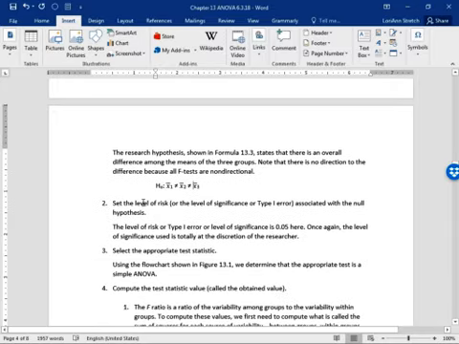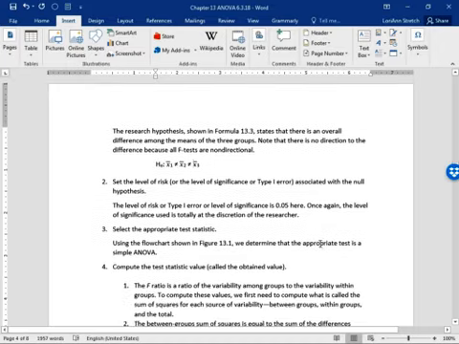We're going to set our level of risk. Again, this is the percentage that we're willing to accept that our findings might be due to something other than chance. For this one, as usual, we're going to set it at 0.05. We have the discretion to set it lower, at 0.001 or whatever, but for now we're going to go with 0.05, which means I'm willing to accept that 5 times out of 100 I could be wrong. And then I'm going to select the appropriate test statistic, which we did at the top.